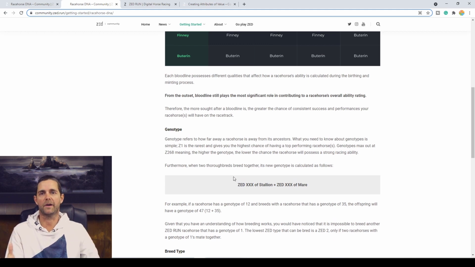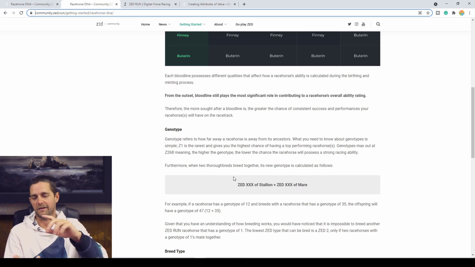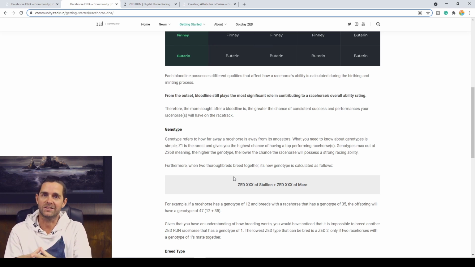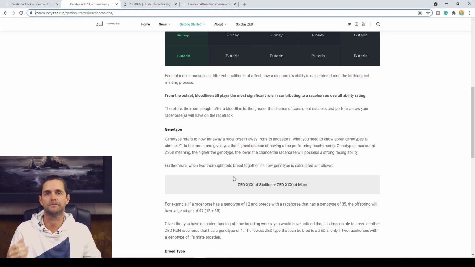But what you need to know about the Z number, or the genotype, is that it goes from 1, 2, 3, 4, 5, 6, 7, 8, 9, 10 for Genesis. But then as you breed, those numbers are summed or added together. So if you breed a Z10 with a Z10, you get a Z20. And that can go all the way out to a ceiling of Z268. So if you breed a Z200 with another Z200, you don't get a Z400, you will get a Z268.